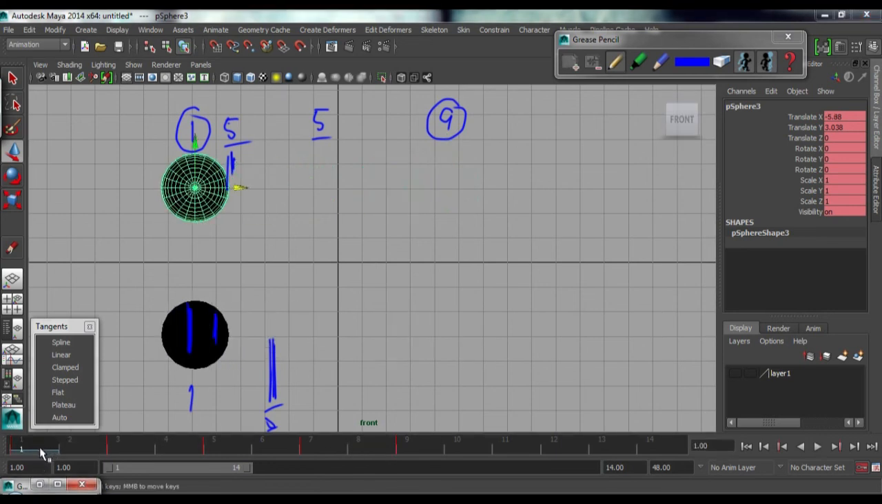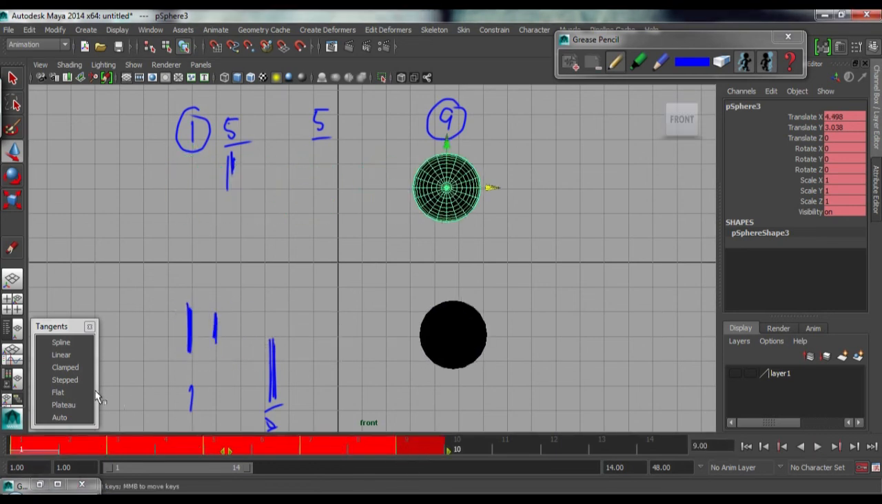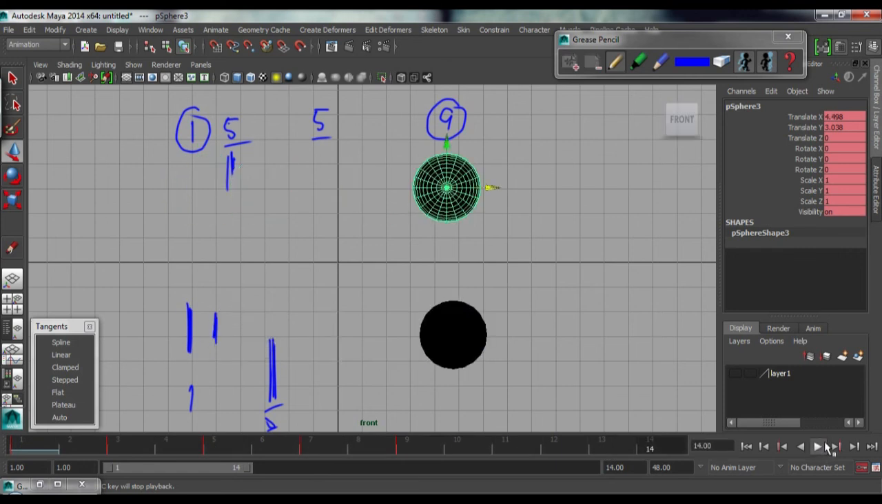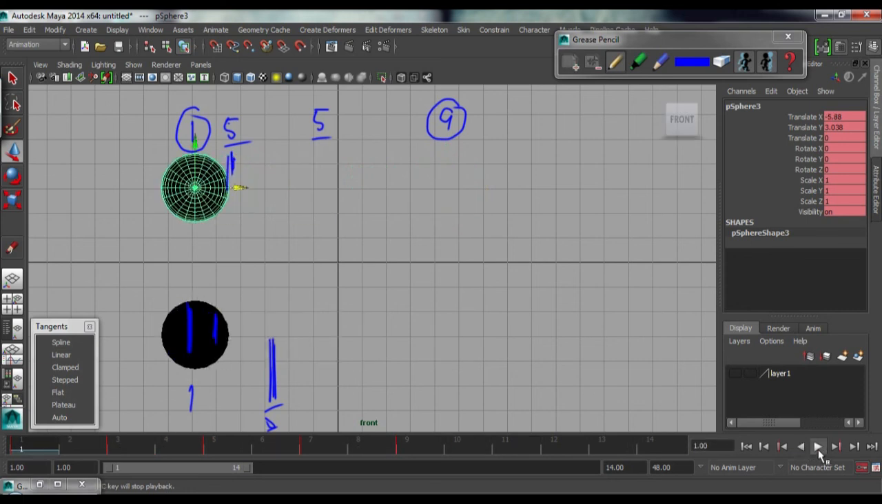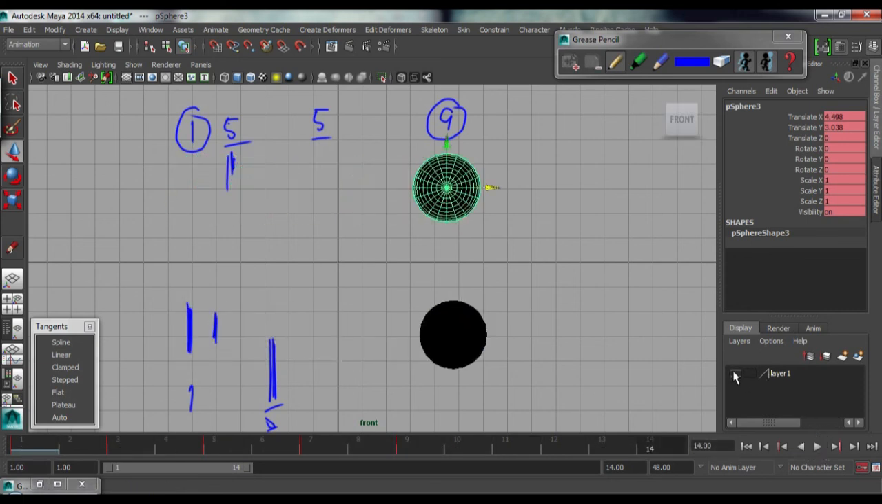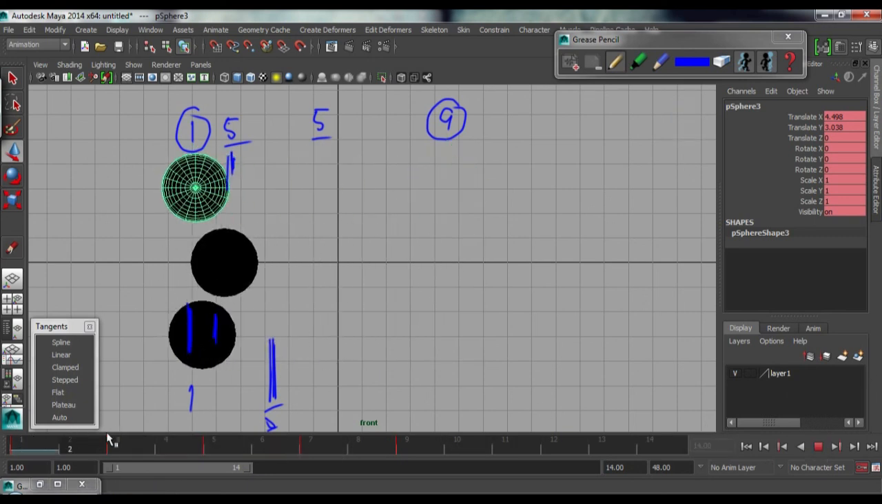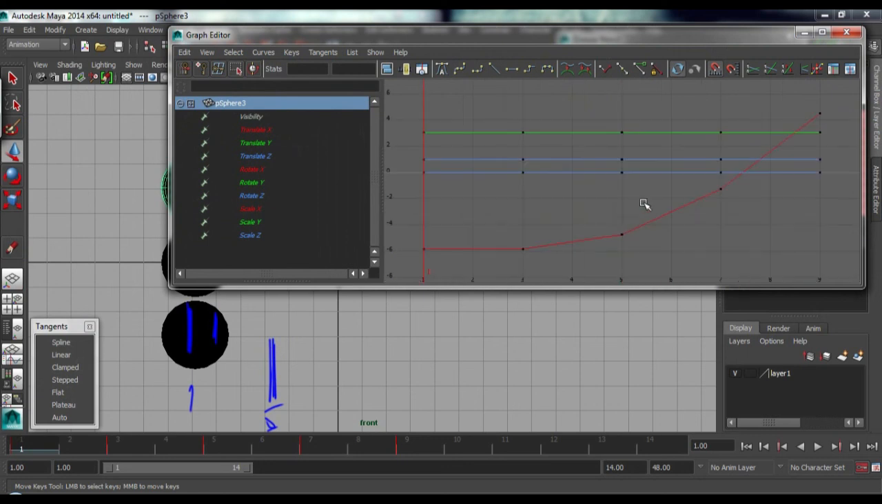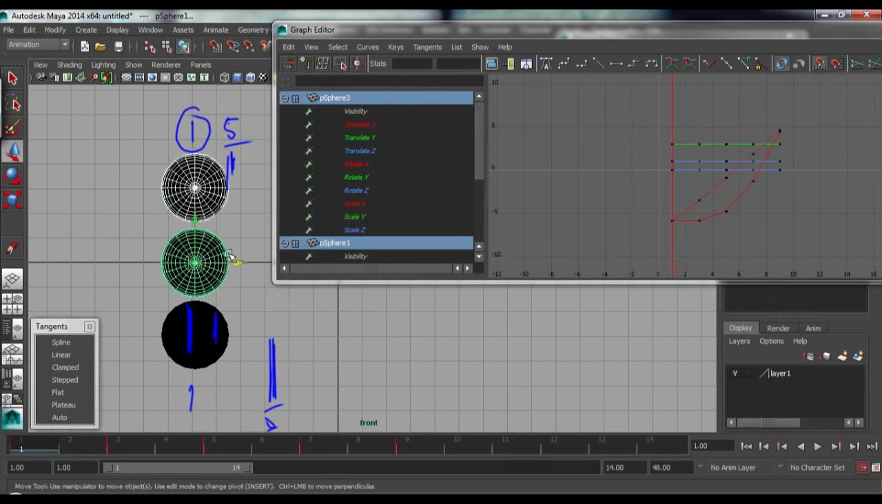Okay, just move it linear. Okay, see, it's tighter than the second one. So I'm controlling it without using the graph editor. Now look at your graph editor, what it gives us. Awesome, we have created it automatically.